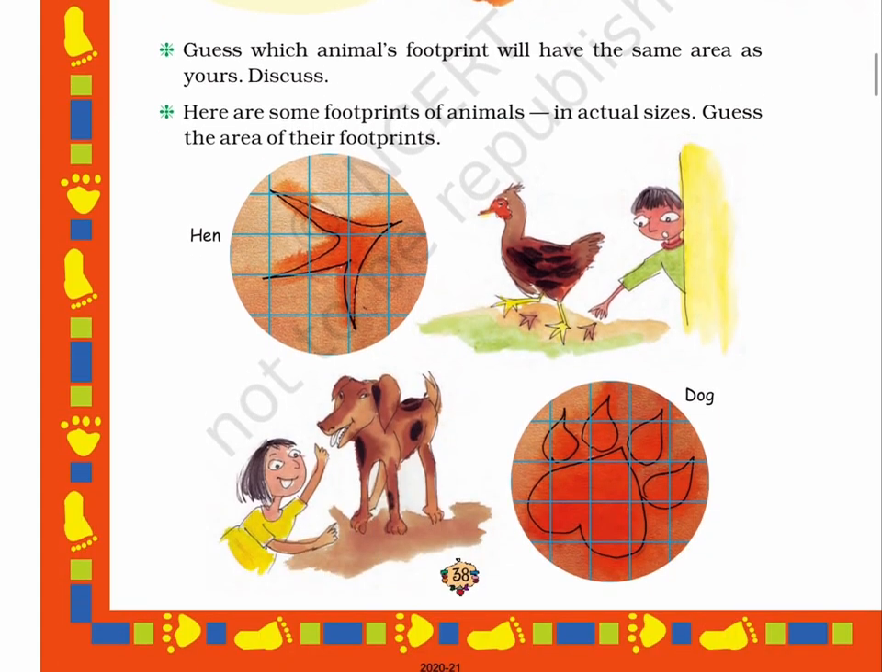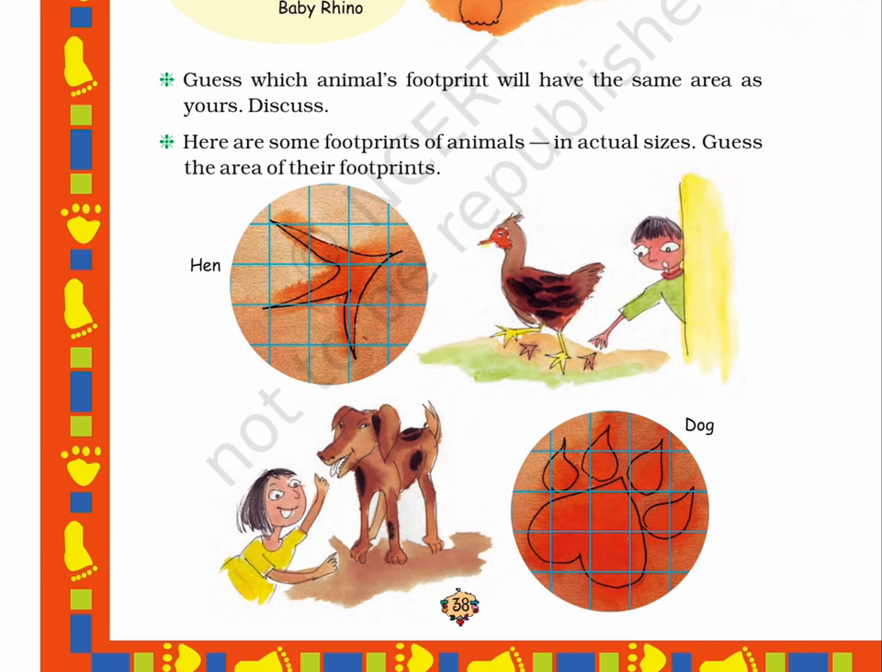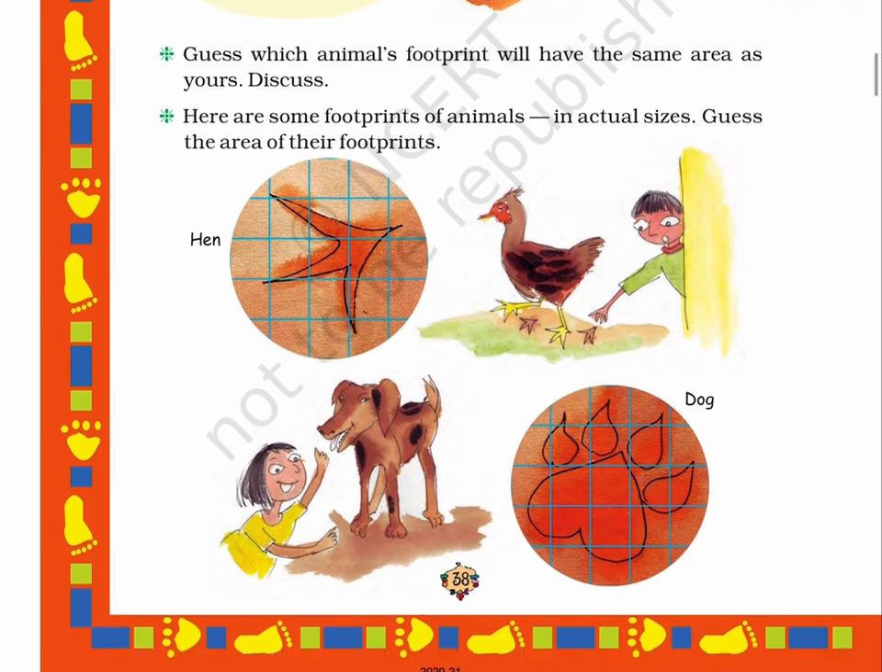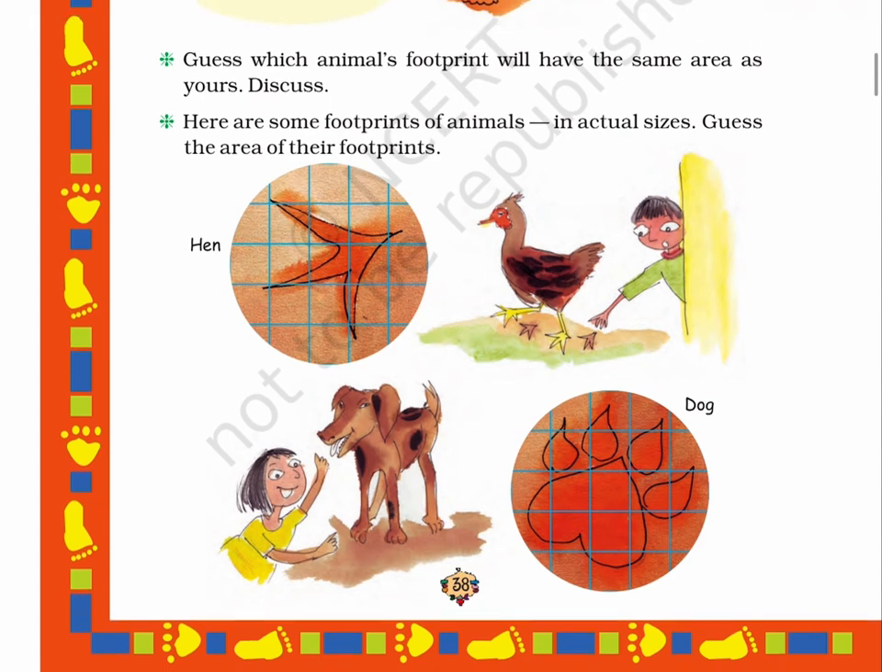Below this we have the picture of a boy with a hen, and next to it we see the footprint of the hen in actual size. Below that a girl is seen with a dog, and to the right of that we see the footprint of the dog in actual size. Page 39. On this page we see a huge picture created by many square grids.